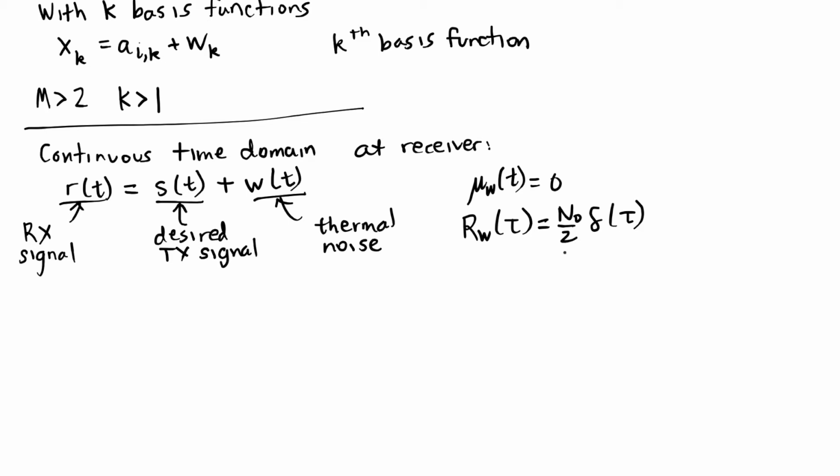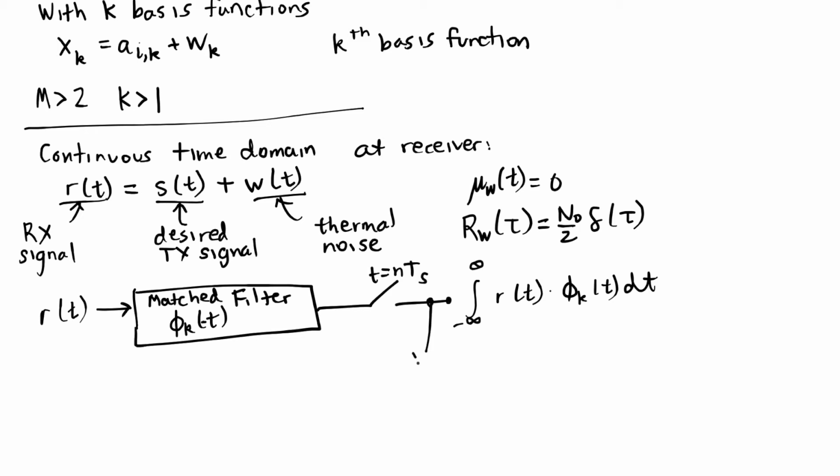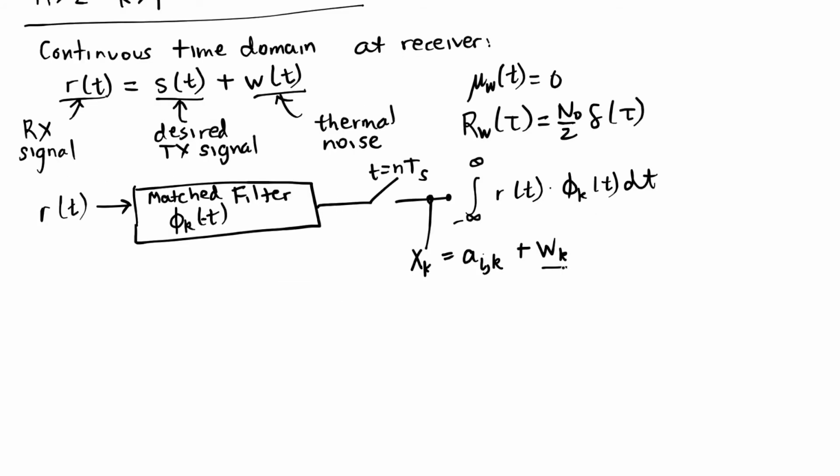And we send r(t) into a matched filter, and then we sample at multiples of t_s. Out of that we get an integral of r(t) multiplied by phi_k(t) dt, integrated over all time. What we're going to be interested in is this value, which we're going to call x_k. And x_k is going to be equal to the desired transmitted signal, a_{i,k}, the amplitude of the kth basis function sent for transmitted symbol i, plus some noise, w_k. What are the properties of w_k?